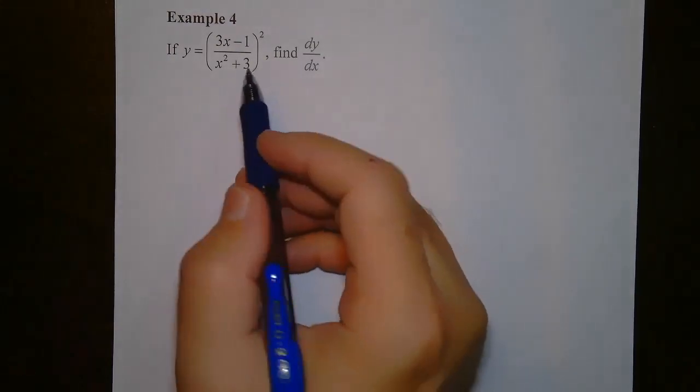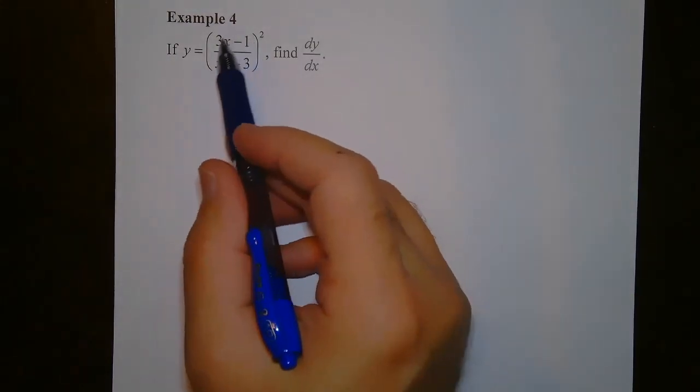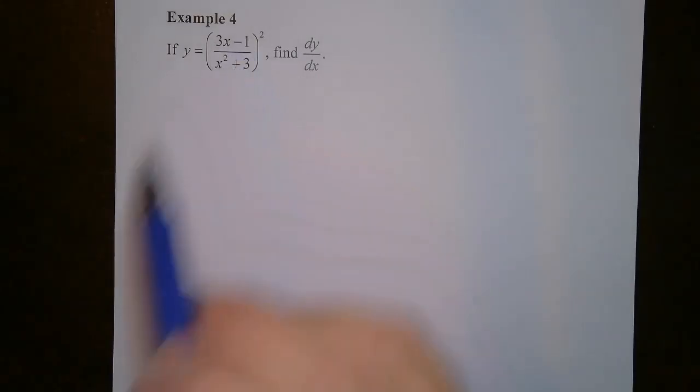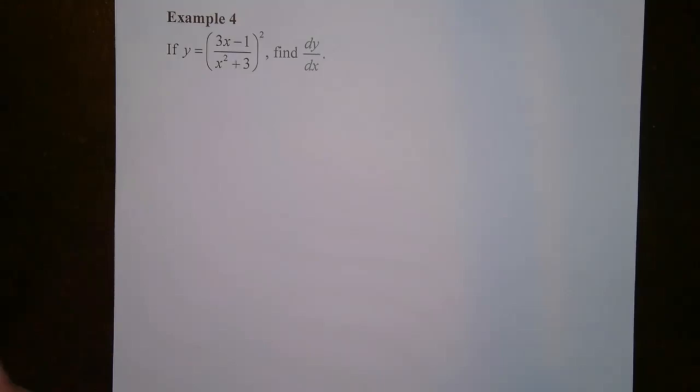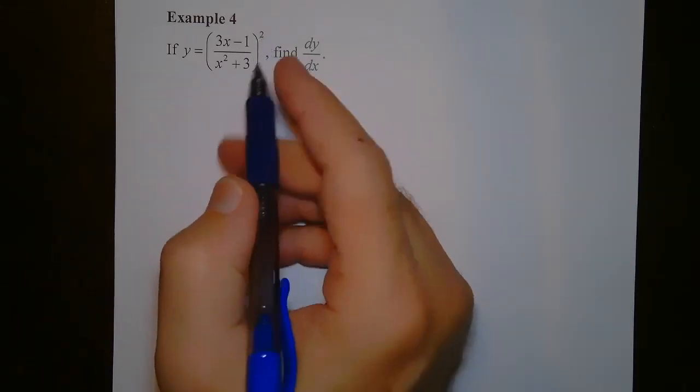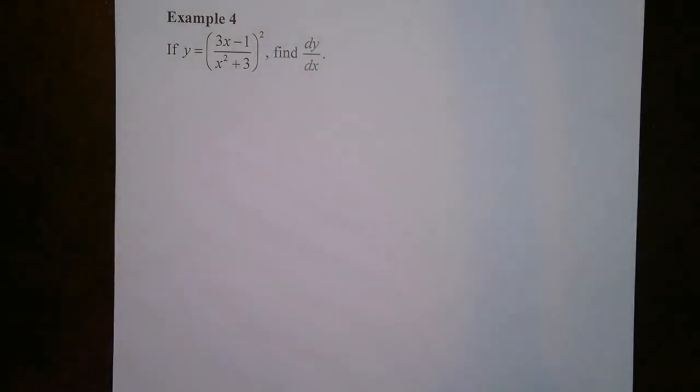The inside function is a quotient. So when we go to take the derivative of the inside function, we're going to have to use the quotient rule. No way around it, we've got to use the quotient rule, okay? And the outside function is the squaring function. So what we should see at first is just the derivative of the squaring function, and then we're going to need to multiply that by the derivative of the quotient function, okay?